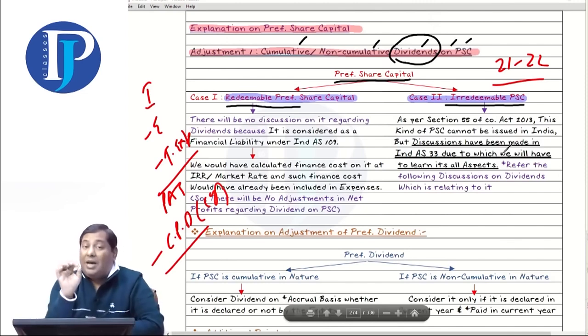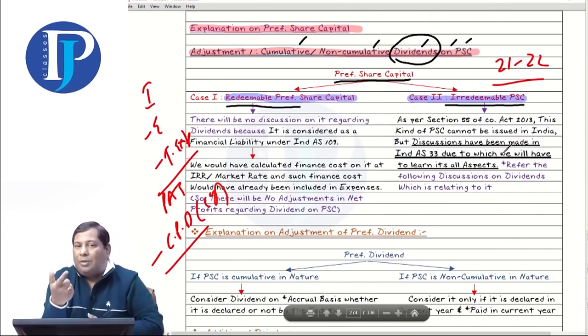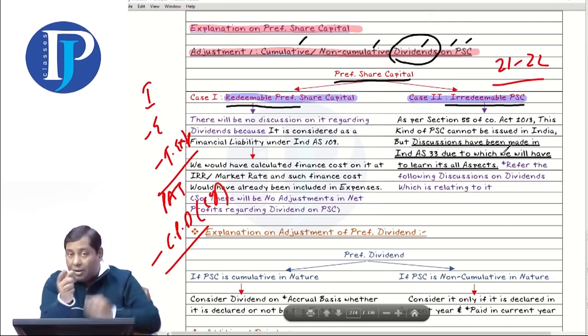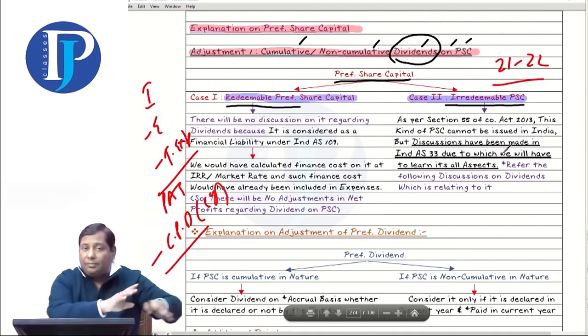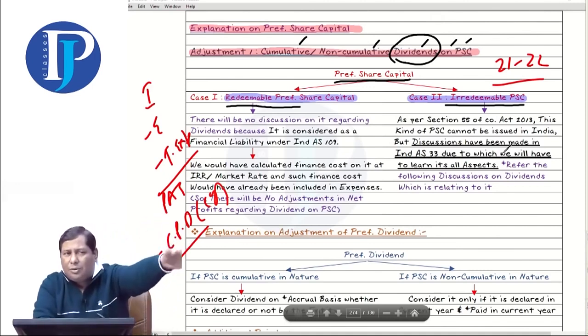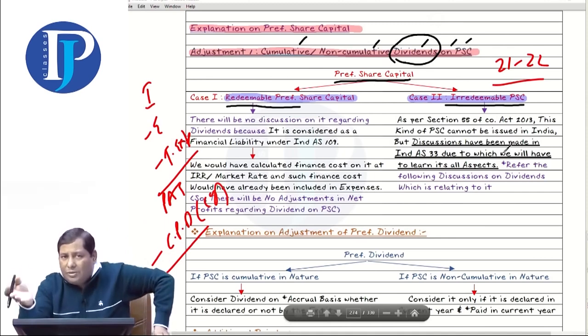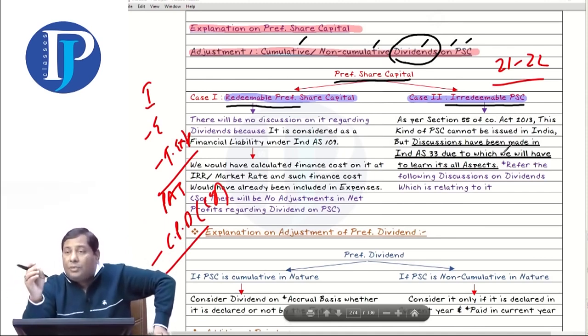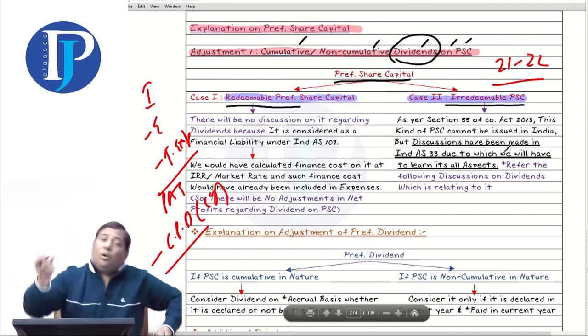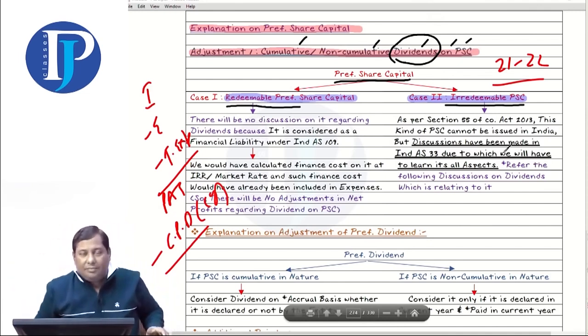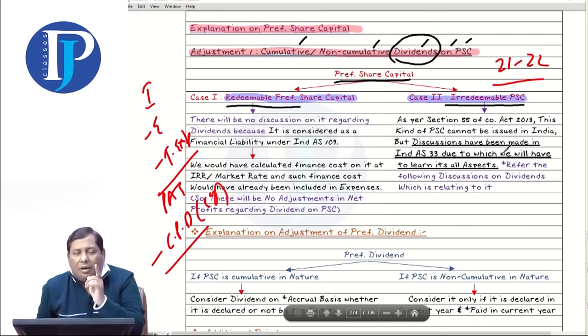But students, pay attention here. If your irredeemable preference share capital is non-cumulative, then irredeemable here and non-cumulative here, then this will be over. Redeemable is a financial liability. There would be an interest premium on it. I am talking about a foreign concept. If your preference share capital is irredeemable and it's non-cumulative also, then take its dividend on cash basis rather than taking on accrual basis.